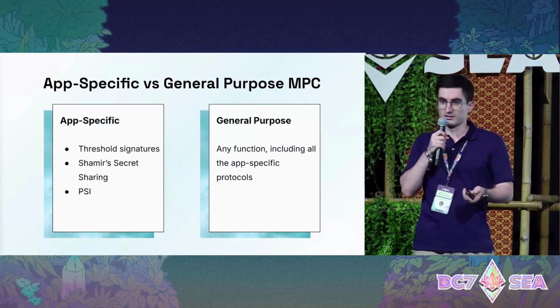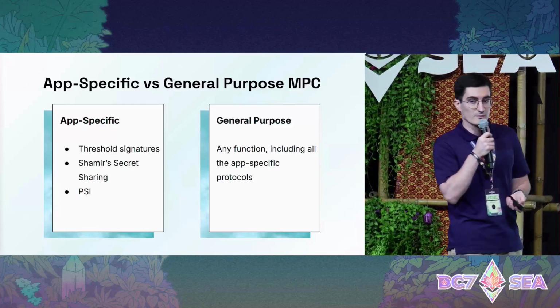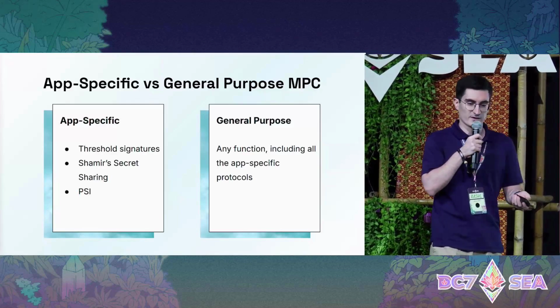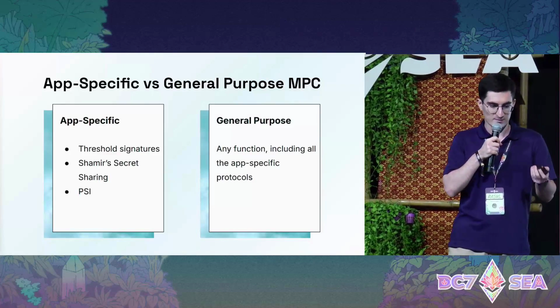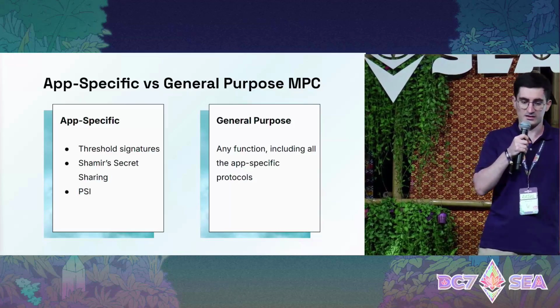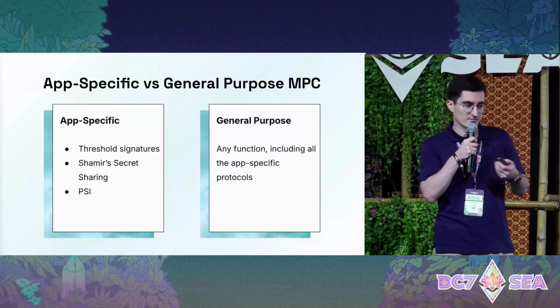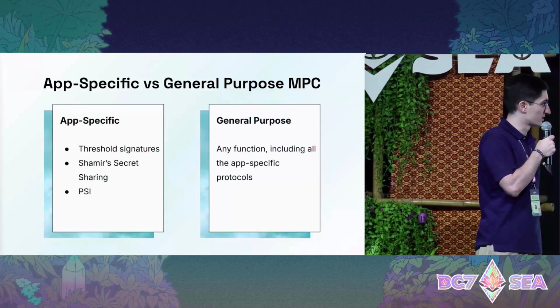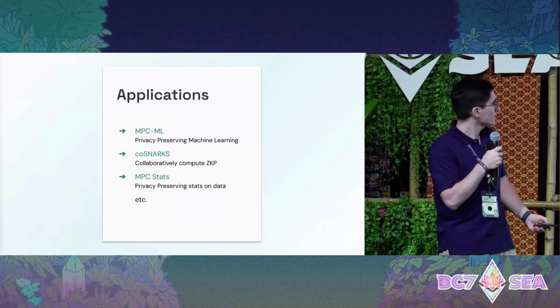So there are two kinds of MPC. The first one is app-specific, and the second one is general-purpose MPC. App-specific MPC protocols are designed to represent one specific function, say threshold signatures, Shamir secret sharing, and PSI, and many others. And general-purpose protocols are designed to represent any function, including all the app-specific protocols as well.